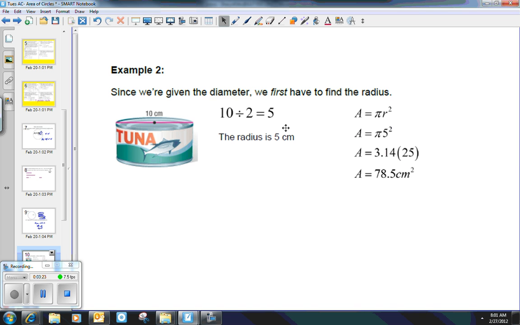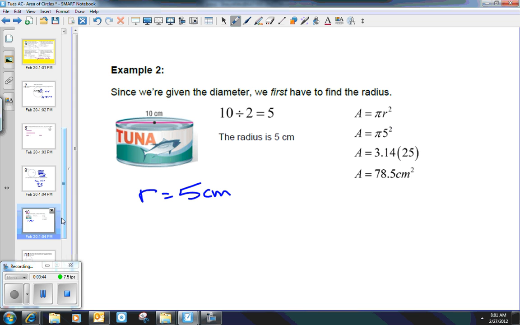So one of the first things you want to do when you're solving a formula is write down r equals 5 centimeters. Okay? Then we're going to come over and fill in our formula like they've done over here, pi r squared, and then they filled it in with pi times 5 squared, and then 3.14 times 25 for 78.5 centimeters squared. Now, let's do an actual example.